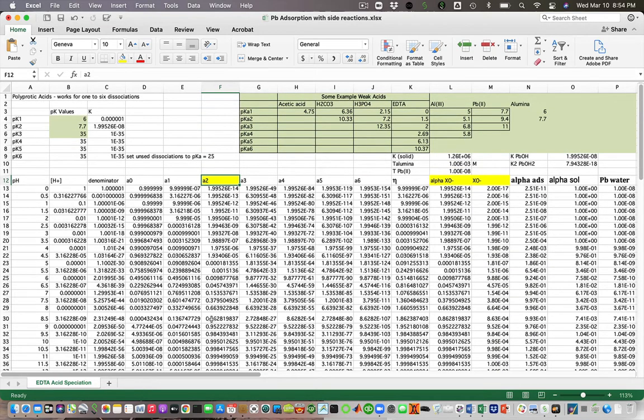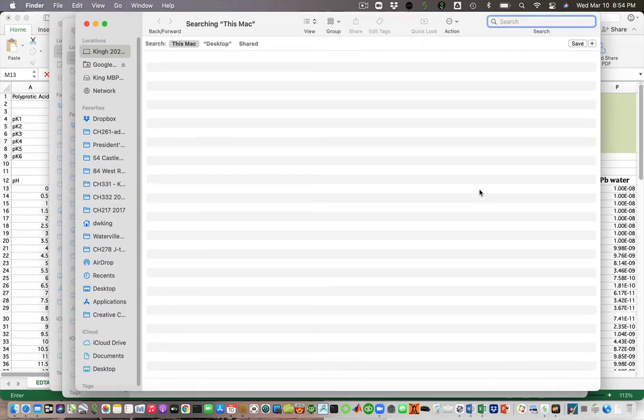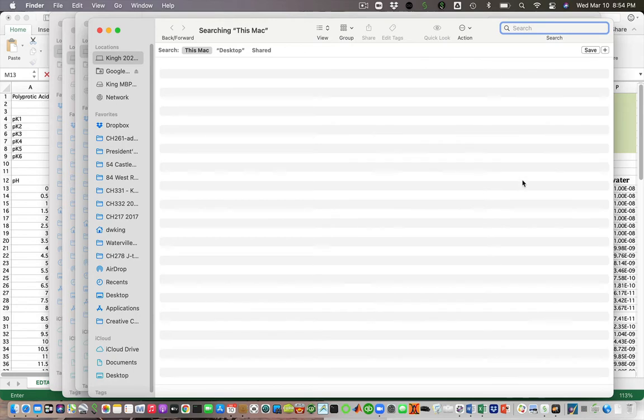Okay, so that's nothing new. So we recognize that we're going to use alpha 2 to calculate the XO minus species. And what I've done is simply created a second column here. Column L is the same thing as column F. Now, column M is the actual concentration of the fully dissociated solid phase.